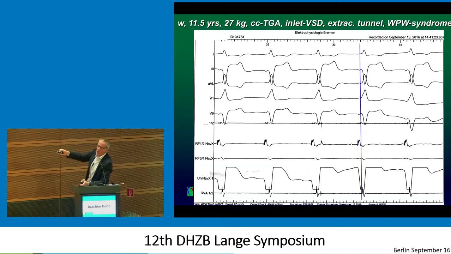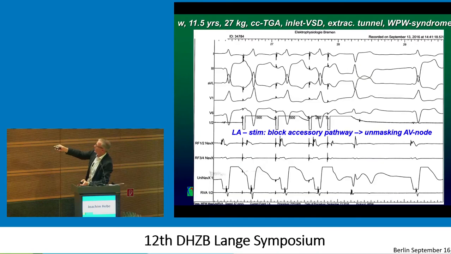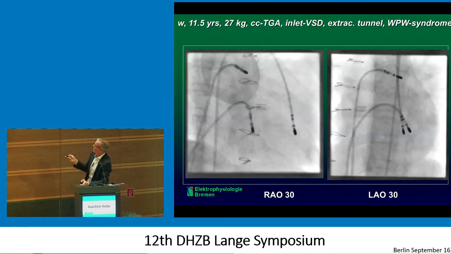This is a situation where we should give current to block the accessory pathway, but not before showing that by blocking this accessory pathway, by pacing, that we don't see a His signal, because we don't know that the His or the specific conduction system is maybe parallel to this accessory pathway. If we burn, then the patient for sure will need a pacemaker, and we try to avoid this for sure.